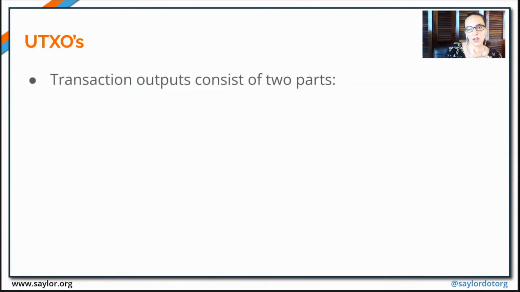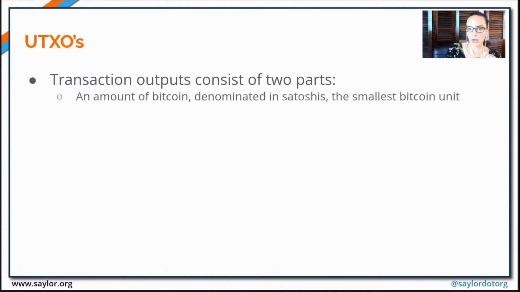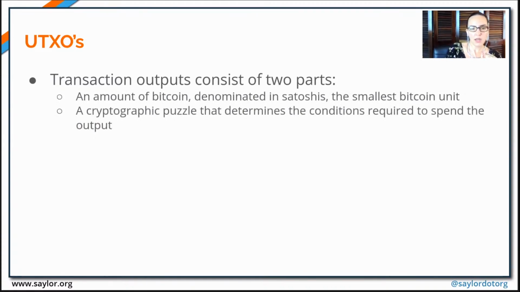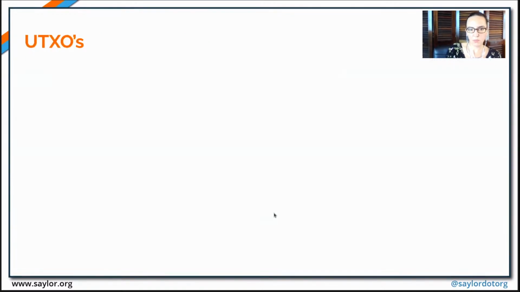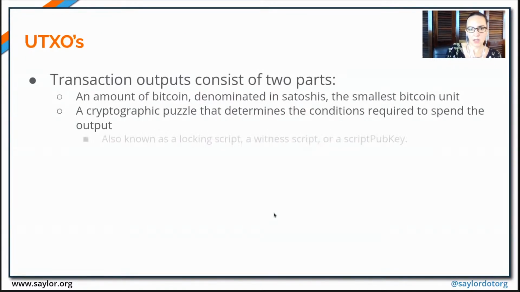Transaction outputs consist of two parts: an amount of Bitcoin denominated in Satoshis, the smallest unit of Bitcoin, and a cryptographic puzzle that determines the conditions required to spend that output. Okay, so if we come back and look at this, we can see that's what's going on here. We have a value and we have this locking script, which we'll talk about more in a minute. This is also known as a locking script, a witness script, or a script pub key.